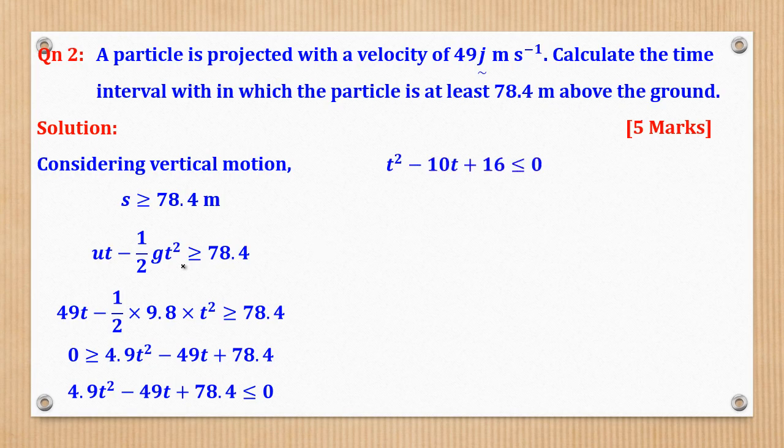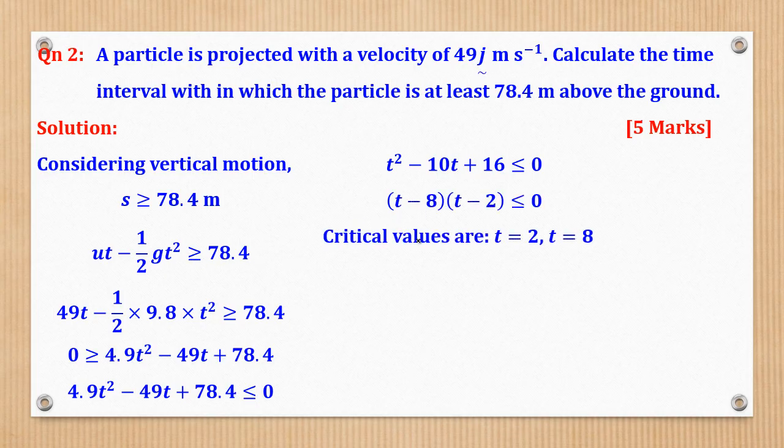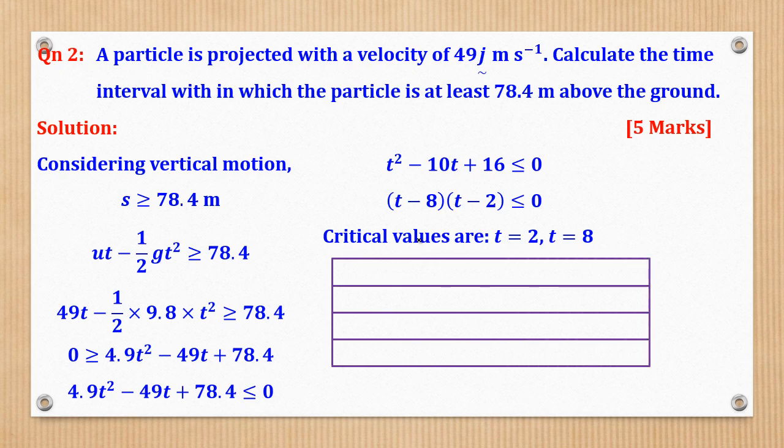Simplify by dividing through by 4.9 to give you that. Then factorize to get that. So the critical values are those ones. Then we shall draw a table of signs. So for values before 2, it will be given by t less than 2. Then values between 2 and 8.